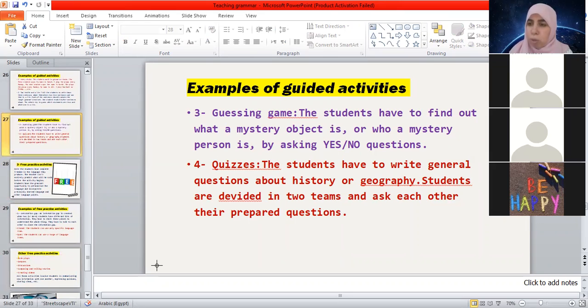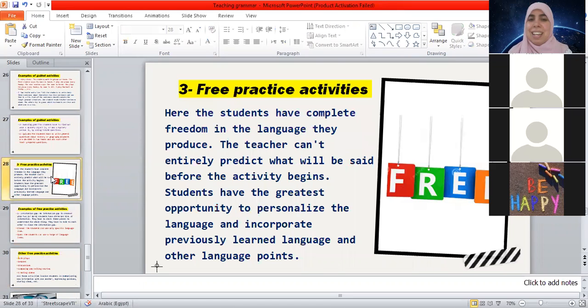We talked about controlled and guided. Number 3, practice activities. And here it's all about fluency and using the grammar structure, speaking and writing. Productive skills. I have to use the grammar structure in improving productive skills.